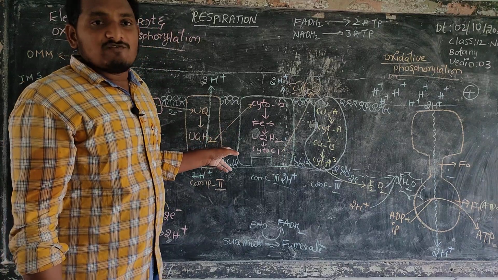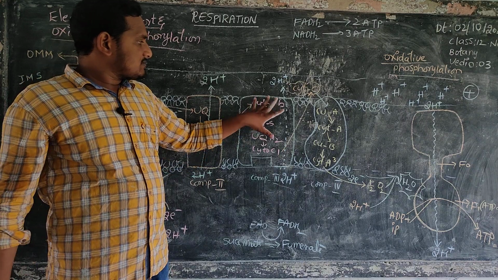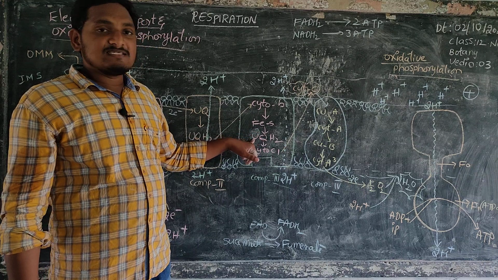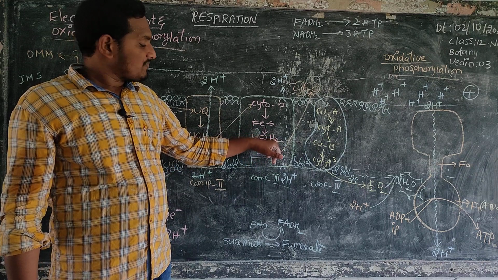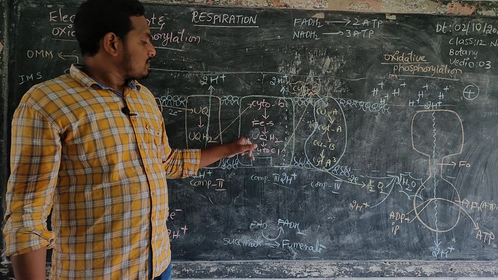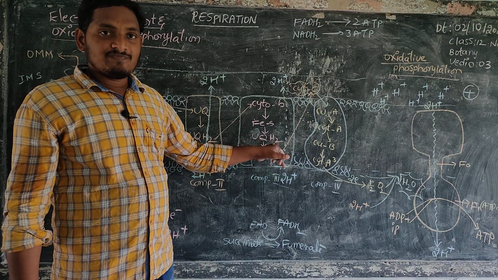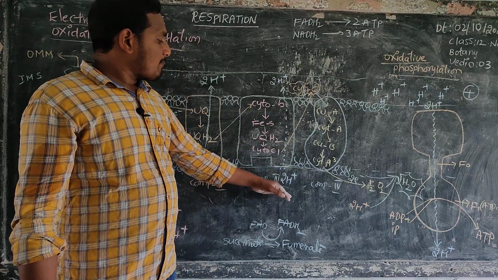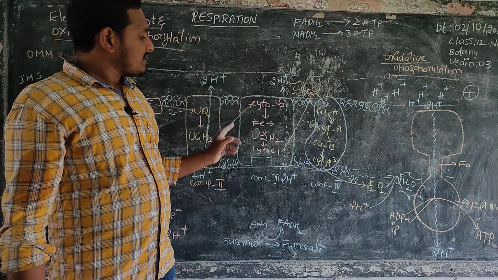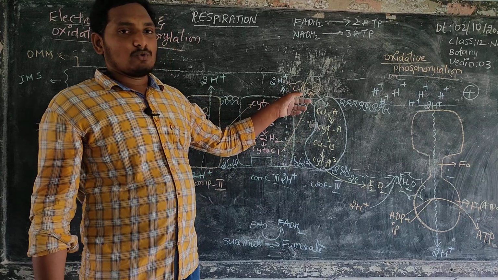Ubiquinone H2 sends these electrons to cytochrome B. Cytochrome B sends these electrons to iron-sulfur. Iron-sulfur sends these electrons to ubiquinone H2. Ubiquinone H2 sends these electrons to cytochrome C1. During that time, electrons travel through ubiquinone H2, and a pair of protons is pumped from the matrix to the outer compartment. The third pair is released. Next, cytochrome C1 sends these electrons to cytochrome C.